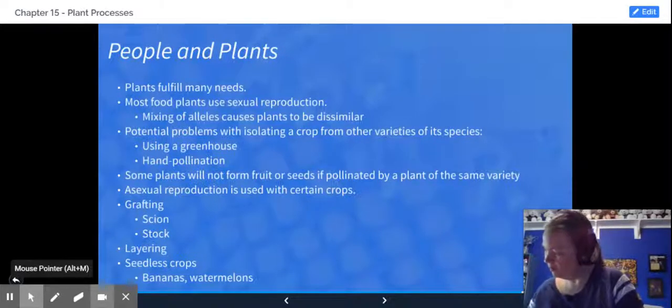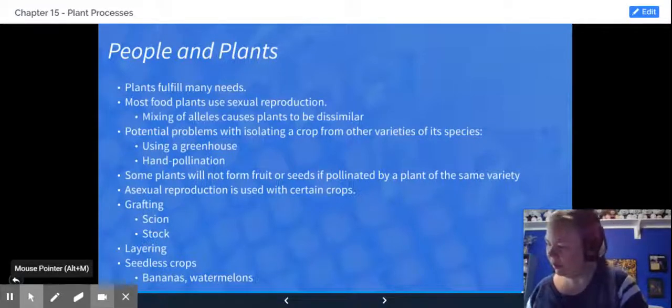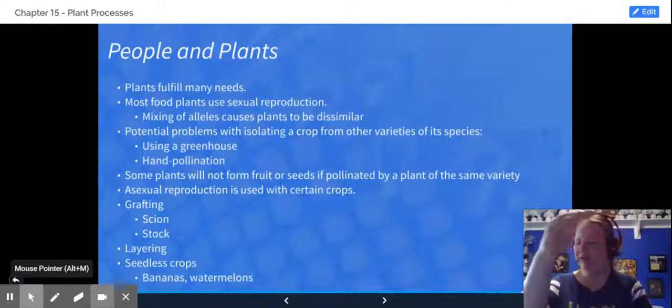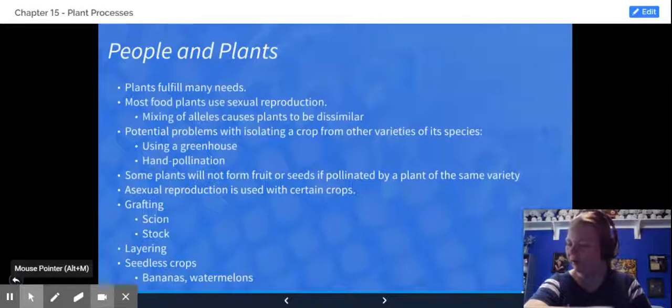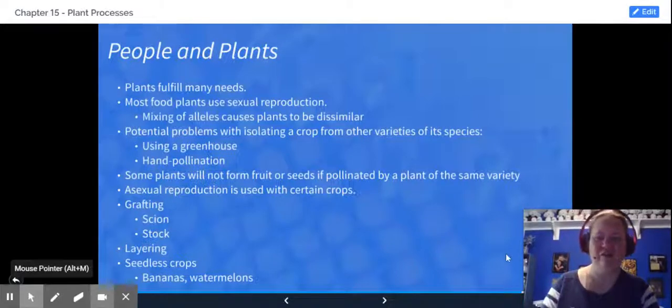Layering is when a branch of a plant, usually a bushy one, is bent to the ground. So the branch will come over and then it will be bent over and a portion of it gets buried, okay? And then you have seedless crops such as bananas and watermelon. They're not technically seedless. They do have seeds, but they're immature and they're non-functional.